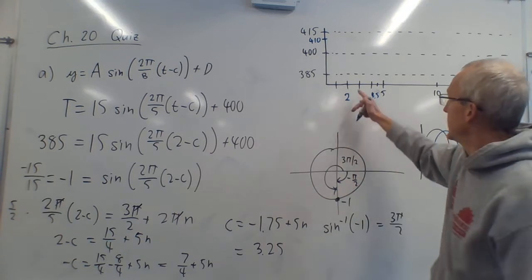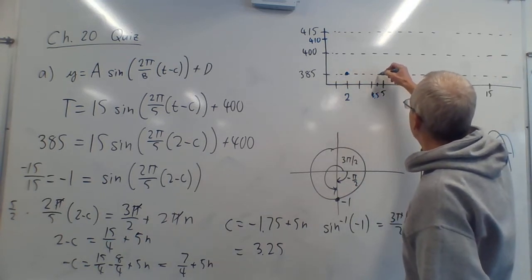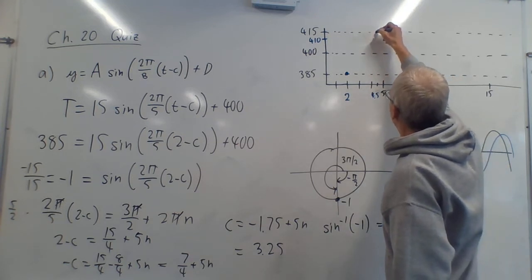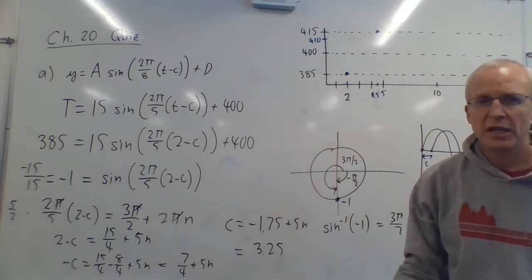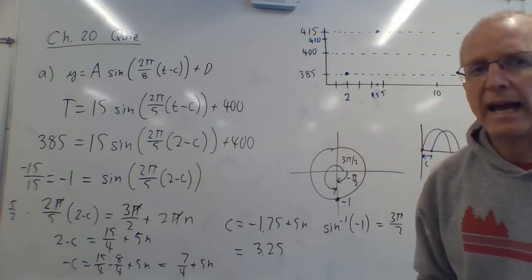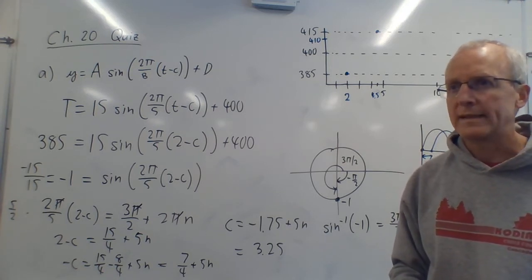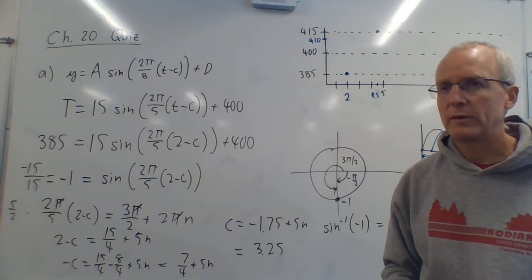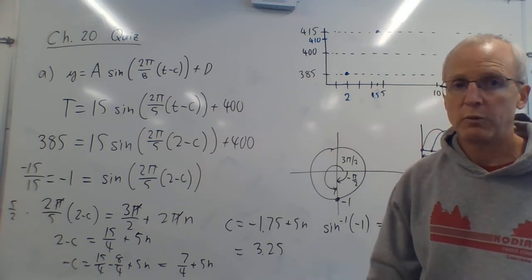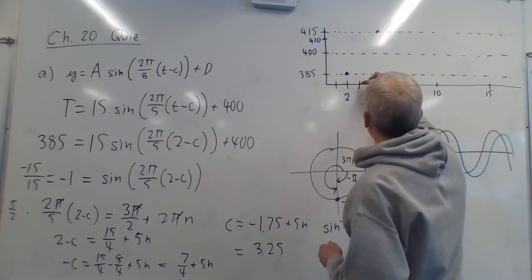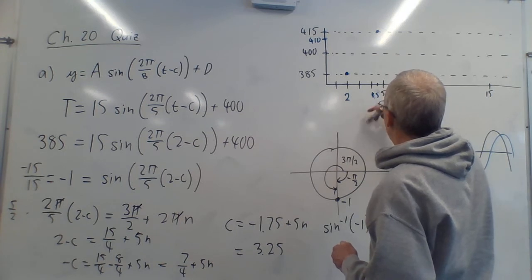Now, I know that the minimum is at 2, so I can put a dot there at 2. The maximum is at 4.5, so I can put it at 4.5 minutes. So the middle is halfway between there. That's why I said we can check our answer by symmetry. It's halfway in between 2 and 4.5. That's a 2.5 difference. Half of 2.5 is 1.25. So it's 2 plus 1.25, which is 3.25 minutes. So it's right in the middle at 3.25, halfway between 2 and 4.5.